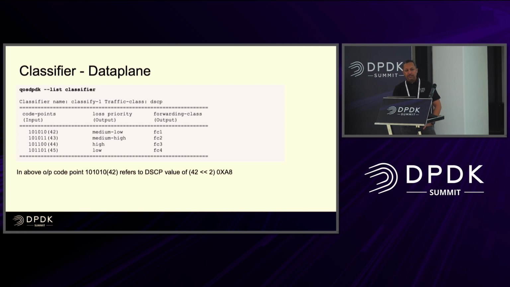This diagram explains the data plane view. Once you have programmed the rules down into the data plane, it's a table that showcases the code points and the loss priority and forwarding class mapping. So it also tells you which packet has which forwarding class association. In the packet, if, for example, the code point is programmed as 42, it will be hex A8 because the first 6 bits are used.